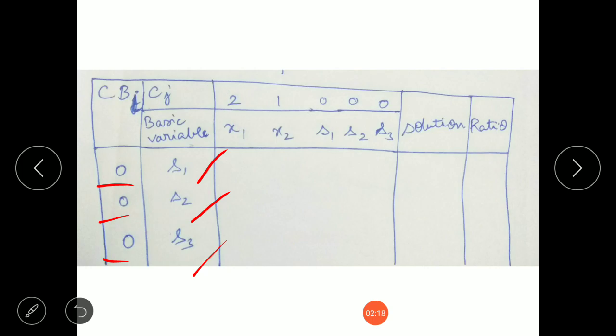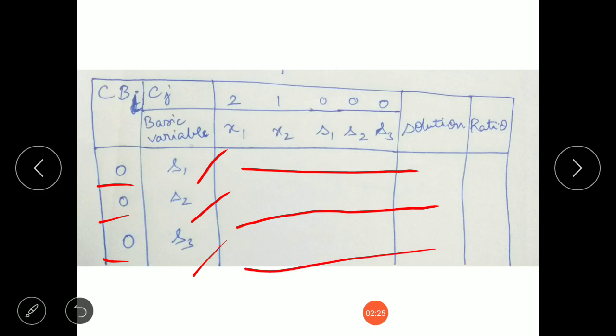The next step will be to fill the row corresponding to S1, the row corresponding to S2 and the row corresponding to S3. As I've told you earlier in the previous problem also, how we used to fill the row: we will see in which equality constraint equation the slack variable S1 is present, and we will take all the coefficients of that equation and write them in the row corresponding to S1.